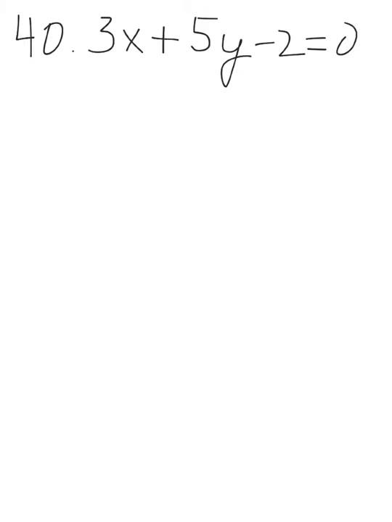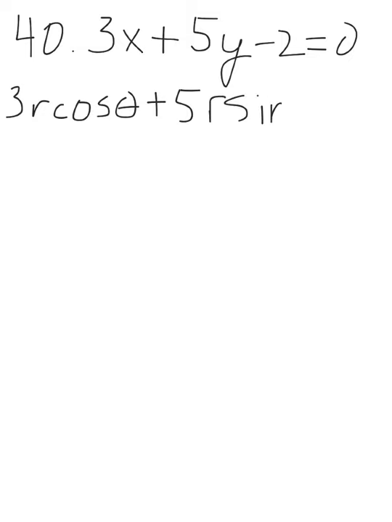Okay, next we're going to look at converting rectangular equations to polar. So from rectangular, we're going to go to polar. Very simple in terms of the substitution. You just plug in r cosine theta for x, so I have 3r cosine theta instead of 3x, and 5r sine theta.